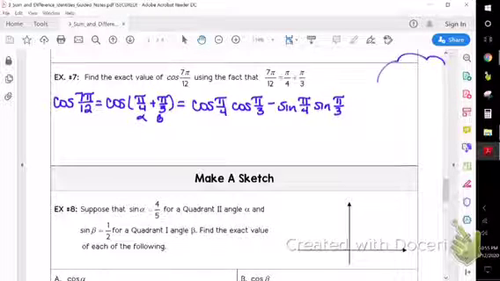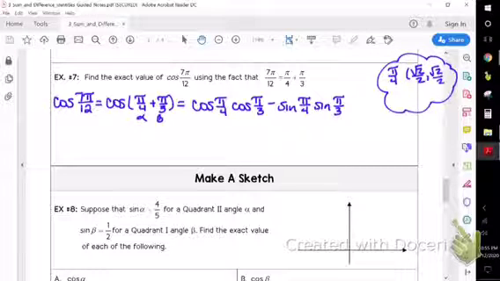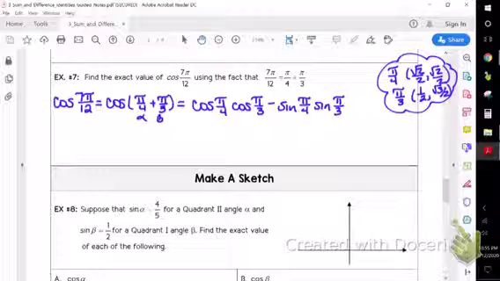Alright, so try to work them. Make sure you pull what your angles are so you have those ordered pairs. So you have pi over 4, square root of 2 over 2, square root of 2 over 2. And you've got pi over 3, which is 1/2, square root of 3 over 2. Alright, so pause the video, plug those in, and see if you can get this on your own.